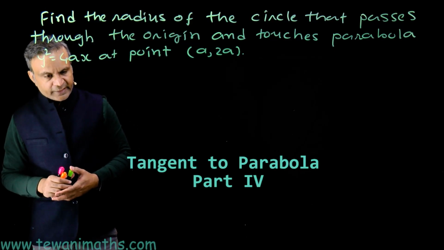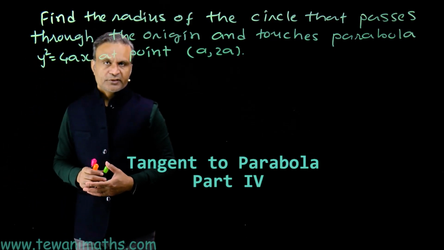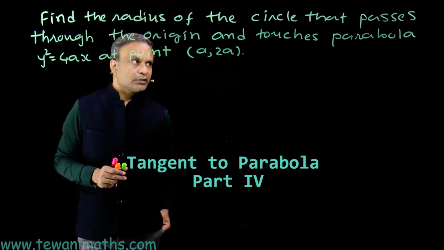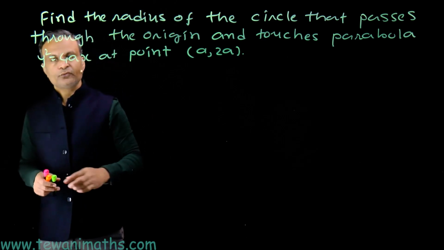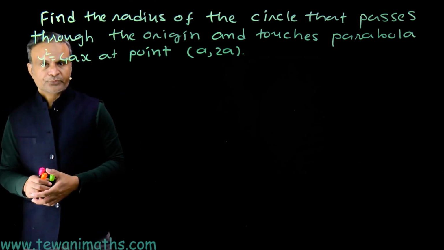Okay, now here we have a very nice question from mixed concepts. Question is, find the radius of the circle that passes through the origin and touches the parabola y square is equal to 4ax at point a comma 2a.